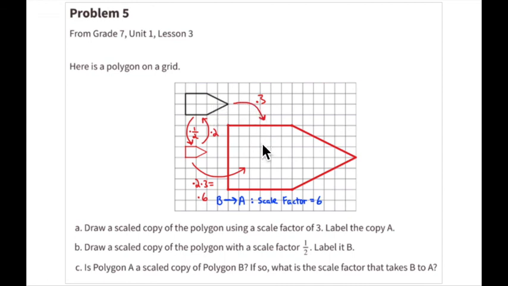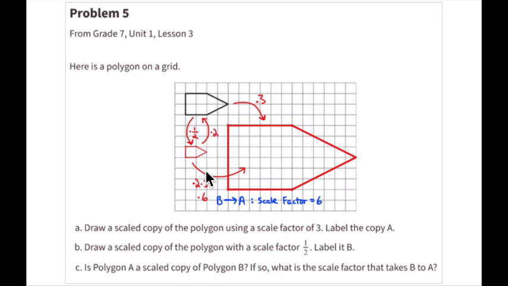And draw another polygon using a scale factor of 1/2 and label that B. So this is B, a scale factor of 1/2. So each length is going to be multiplied by 1/2. It's going to be half the size. So this is 2, this is 2, 2, and 2. So this gets reduced down to 1, 1, and 1. Then I just drew another square and connected them in the middle to make these lengths half of these lengths.